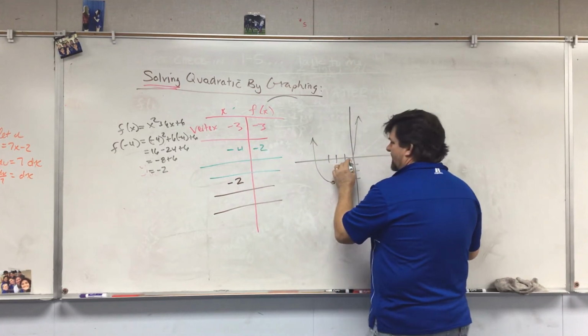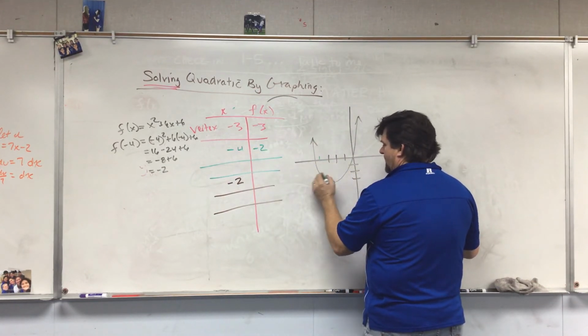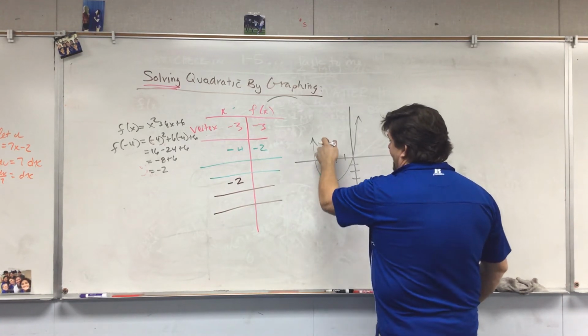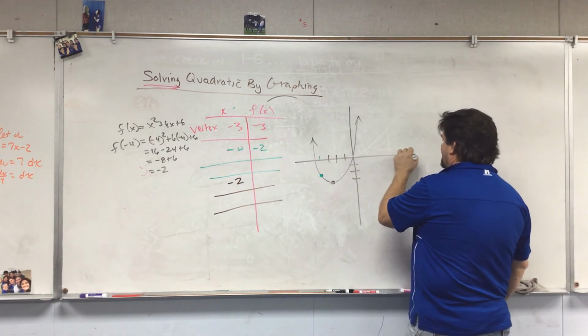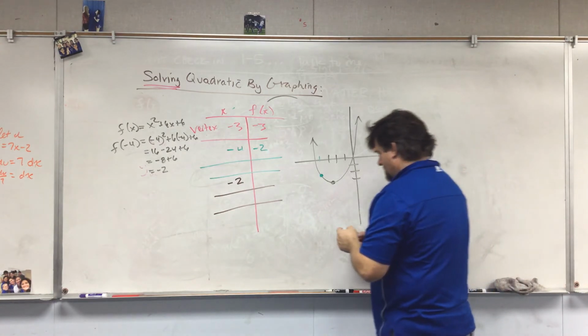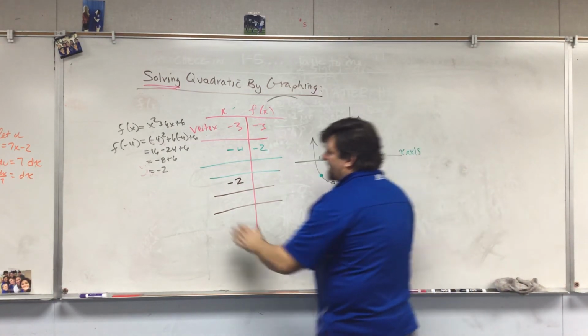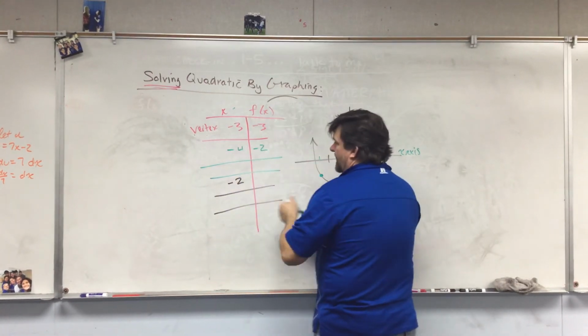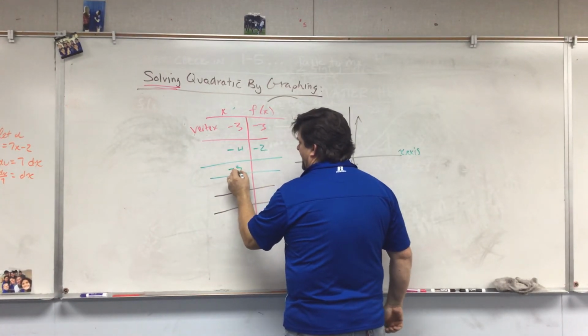Uh-oh. Negative 4, so this is here. I get negative 2. I'm not past the x-axis. Remember, we got to get to the x-axis to find the solution. So I'm going to go ahead and say, okay then, I'm going to pick another number. I'm going to pick negative 5.